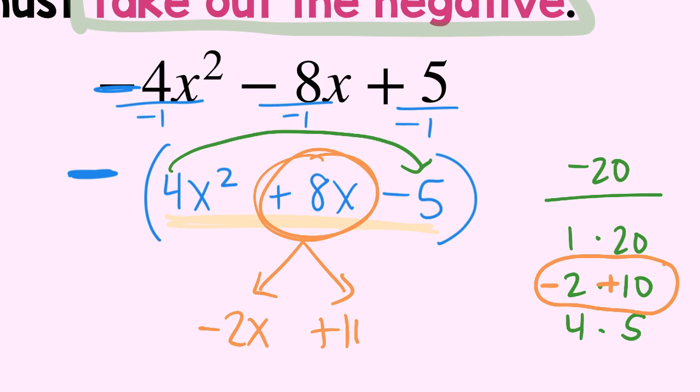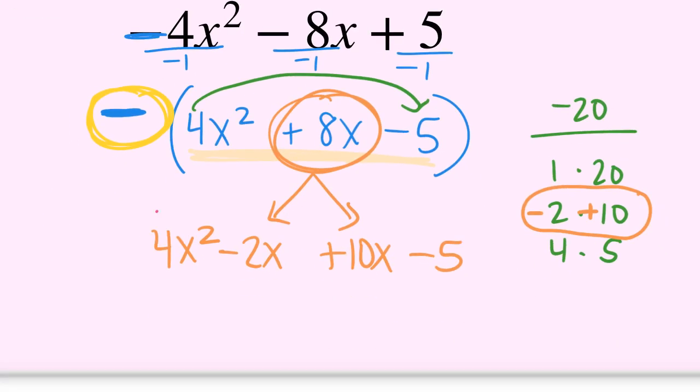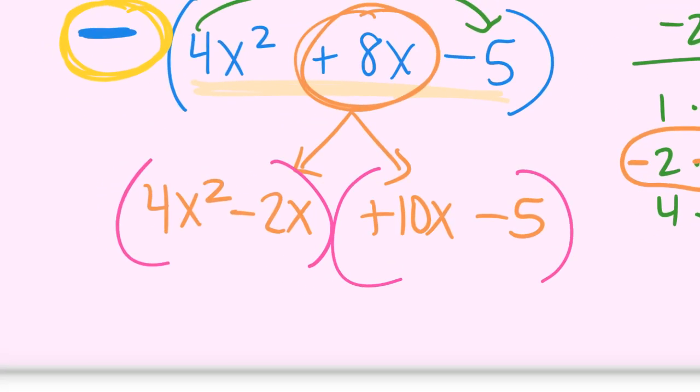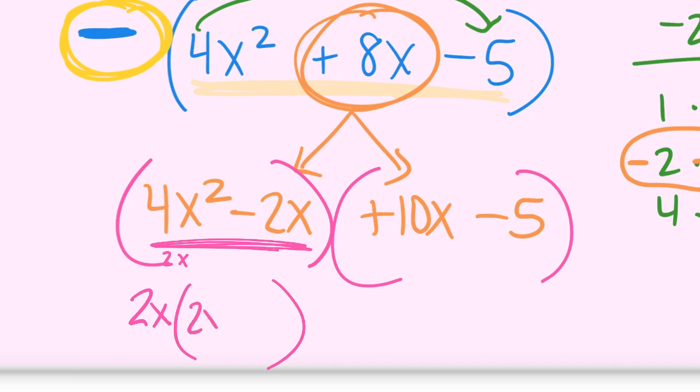-2x, positive 10x, and then bring down the rest of this. You don't want to forget about this negative, right? We do have to bring that down at the end. So let's go ahead and factor by grouping here. So if I group these two and these two, let's see what our greatest common factors are. So in the first set, it looks like I can take out 2x, and then let's see what I would have left over. If I divide the first term by 2x, I end up with 2x, and then the last term, well, that's just going to give me a -1.